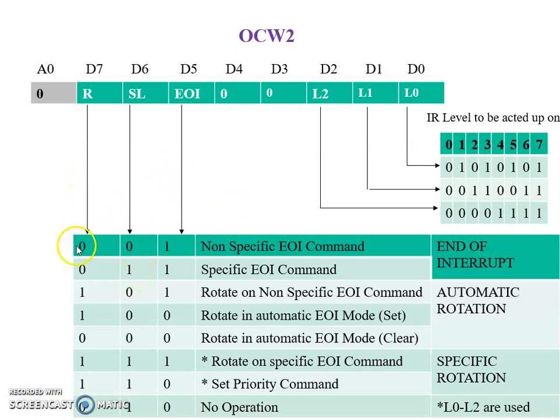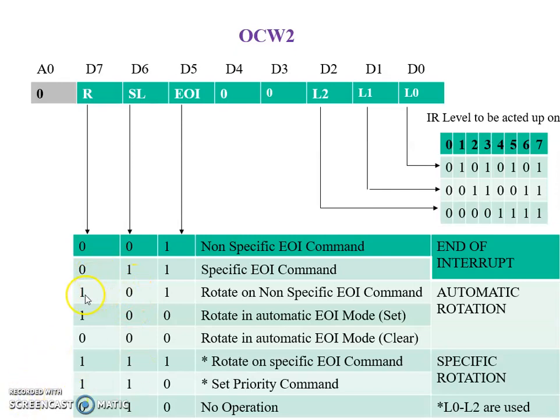So if R is 0, SL is 0 and EOI is 1, it means it is a non-specific EOI command. And what is the non-specific EOI command? It resets the lowest numbered ISR bit. And if R is 0, SL is 1 and EOI is 1, it means it is a specific EOI command. And what is the specific EOI command? At the end of the ISR, the interrupt subroutine program, we have to mention which ISR bit is to be reset.